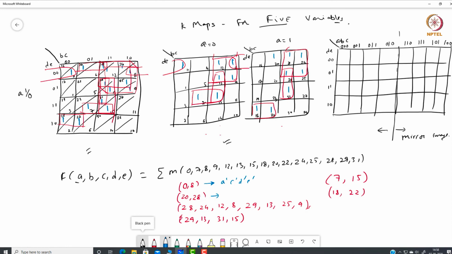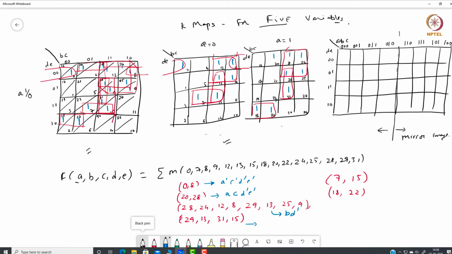20 and 28, this is 20, this is 28. Because both of them are in the upper triangle, A is the invariant part, and then C is the invariant part, D dash, E dash. For this one, we see the upper triangle as well as the lower triangle is there, so A becomes the variant part, not the invariant. So the invariant part is B and D dash.